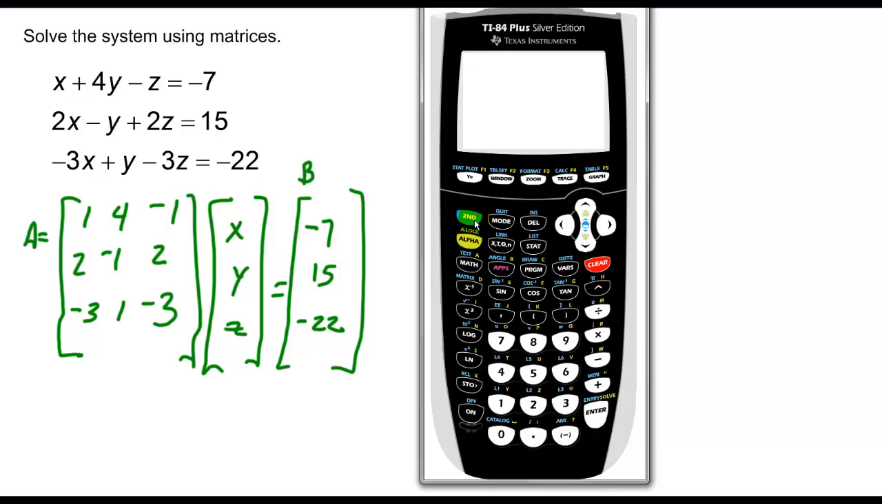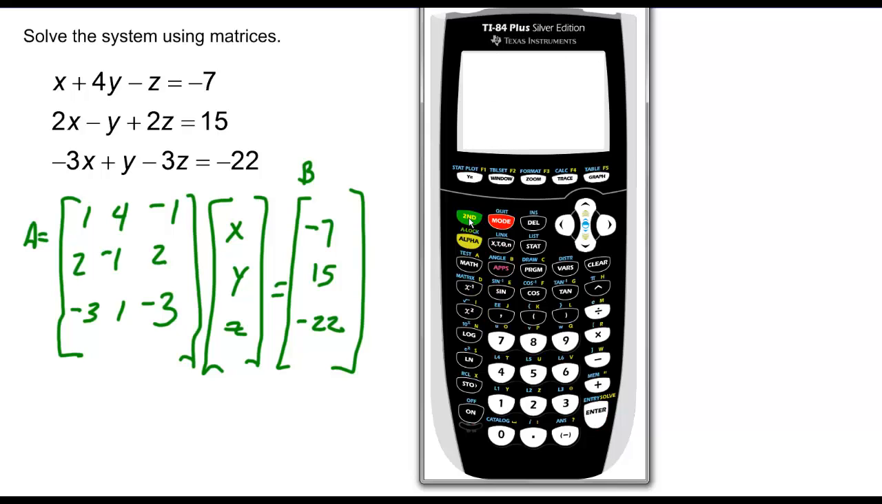Next, we're going to go second matrix. We want to edit matrix B, which is the number 2. I want that to be a 3 by 1. We're going to type in our numbers here, -7, 15, -22. Quit out of that.